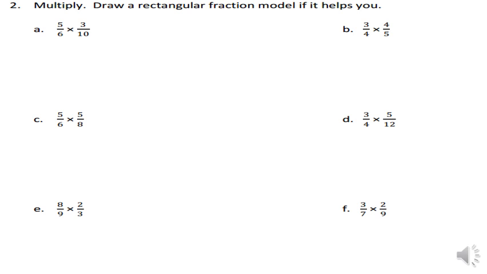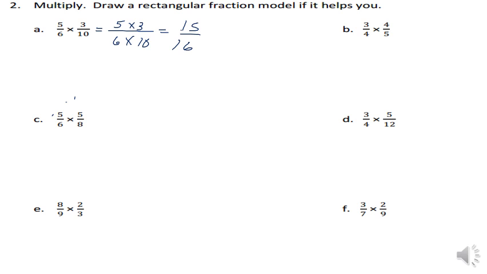It says that if you need to, go ahead and draw. And then we know we have a rectangular fraction model, but in my examples, I'm not going to do that. I'm going to focus more on just being able to factor out some of these, make it easier. So I'm going to write them on top. Here I got 5 times 3 and 6 times 10. Now I can see here that if I multiply them out, I'm going to get 15/60.